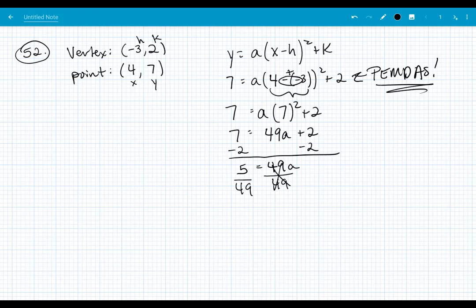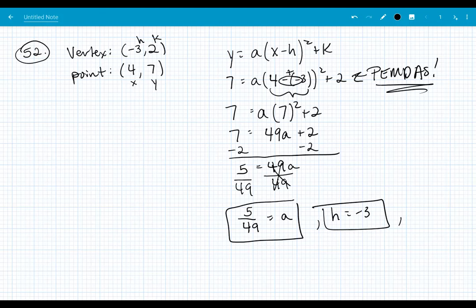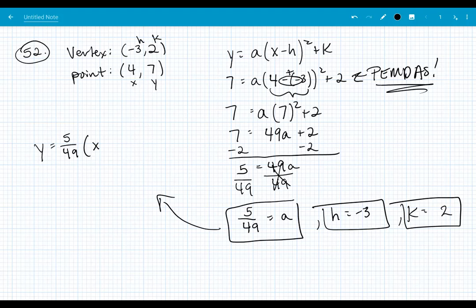49 does not go nicely into 5, so we're going to leave that as a fraction, a equals 5 over 49. It's okay if the fractions are gross, especially if we don't have to graph it. So I know everything that I need. I know the a, I know the h, which is negative 3, that's from what they gave us, and I know the k value, which is 2. So my final equation is y is equal to 5 over 49 times x plus 3 squared plus 2.